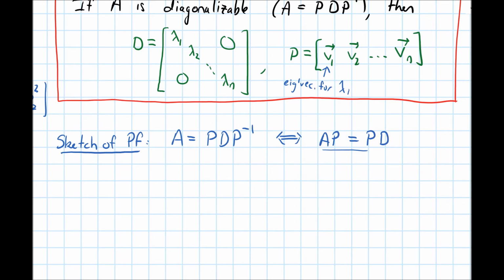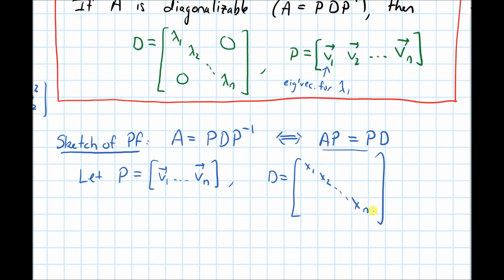Now let's try to get a feel for what P and D look like. I'm going to write P in terms of its columns, which I'll call V1 up until Vn. At this point, let's say that I don't know that these are eigenvectors, so these are just arbitrary columns. And D is some diagonal matrix. D has some diagonal entries, which I'll call x1, x2, up until xn, and everything that's not on the diagonal is a 0. So 0 is above the diagonal, and 0 is below the diagonal.